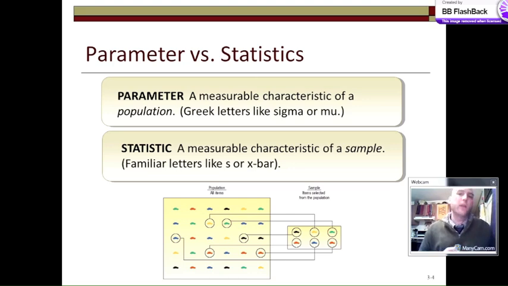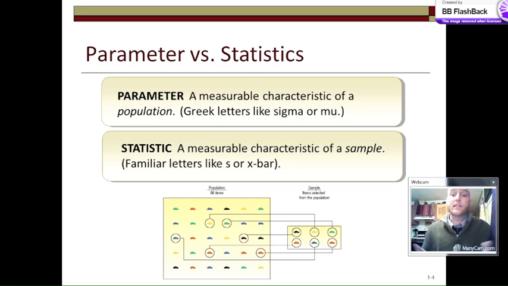Parameters are generally represented with things like Greek letters. For example, mu is the Greek letter that represents population mean. Sigma is the Greek letter that represents population standard deviation. Now, luckily, statisticians decided that they would make these things alliterate. So mu, ma, mean; standard deviation, sigma. So we've got some things that make sense, at least in terms of the terminology.